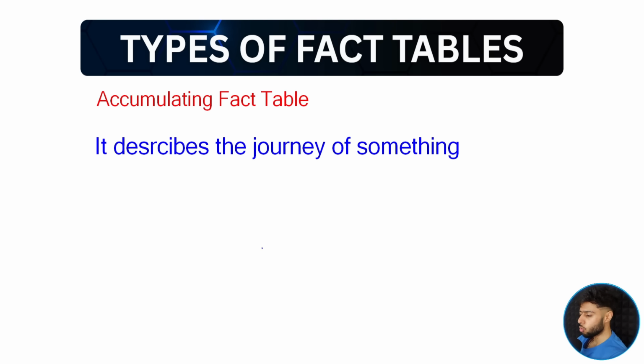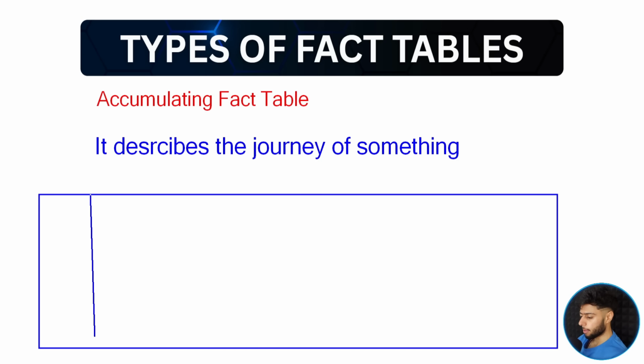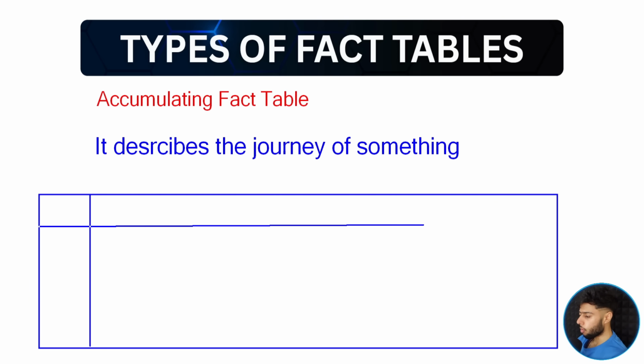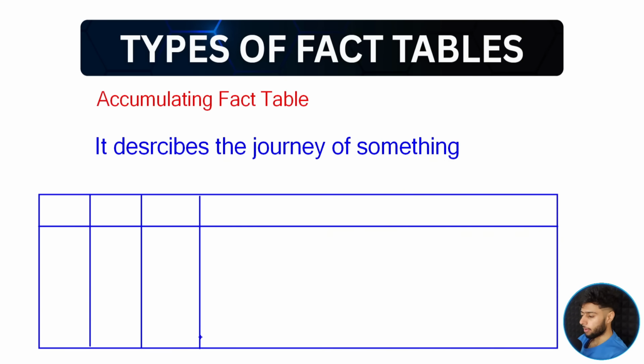So let's say you are building a fact table for orders. This fact table will look like this. Hey, this order was placed at this interval XYZ. Then this order was in transit at this time. This order entered the warehouse at this time. This product left the warehouse at this time. This product was on its way to the customer at this timestamp. This product was received by the customer at this timestamp.